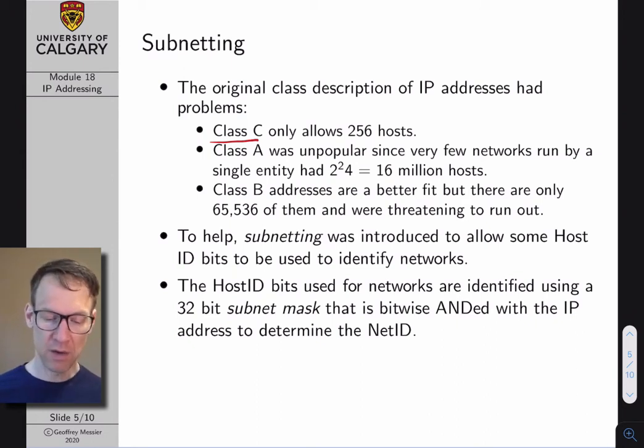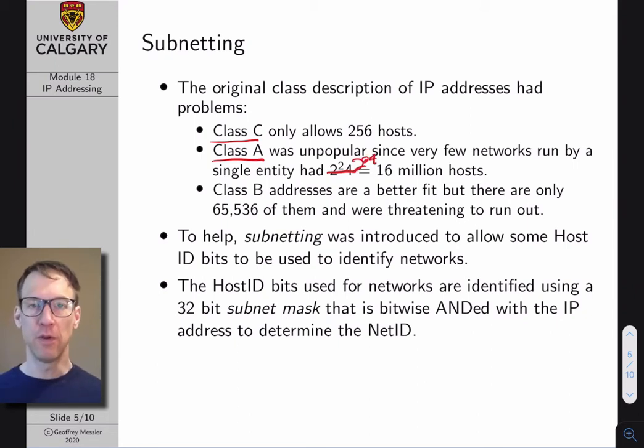However, at the other end of the problem, Class A was also unpopular since very few networks had that many hosts. This is a little bit of a typo. This should be 2 to the 24 or 16 million hosts. So for Class A networks, we have 24 bits for host IDs, which is about 16 million hosts, and that was a lot of hosts. Class B addresses, on the other hand, were a much better fit.